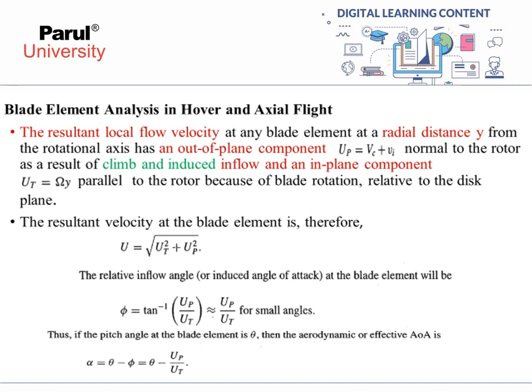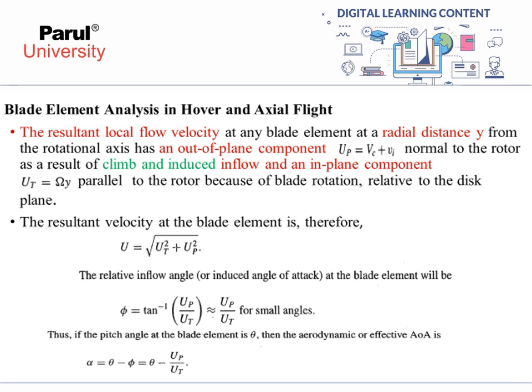The resultant velocity at the blade element is therefore U equal to square root of UT square plus UP square. The relative inflow angle or induced angle of attack at the blade element will be phi equal to tan inverse of UP by UT, approximately equal to UP by UT for a small angle. Thus, if the pitch angle at the blade element is theta, then the aerodynamic or effective angle of attack is alpha equal to theta minus phi, that is theta minus UP by UT.